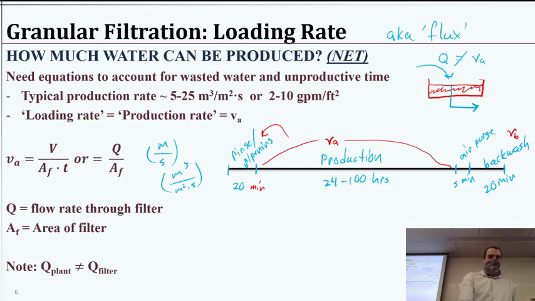Okay, so with this, we have some information, but really this is giving us the tools to know how much water we produce given some amount of filter area.